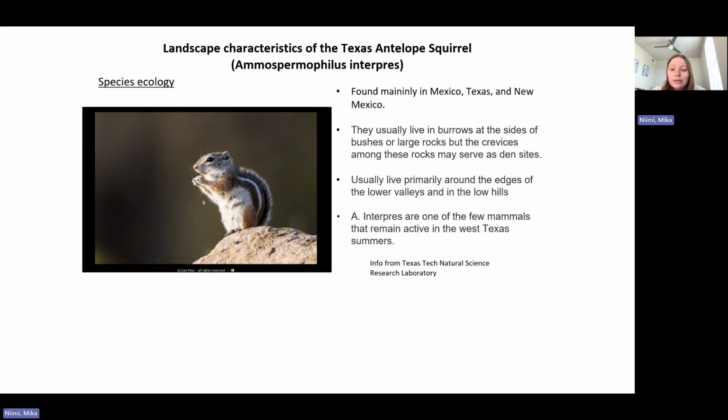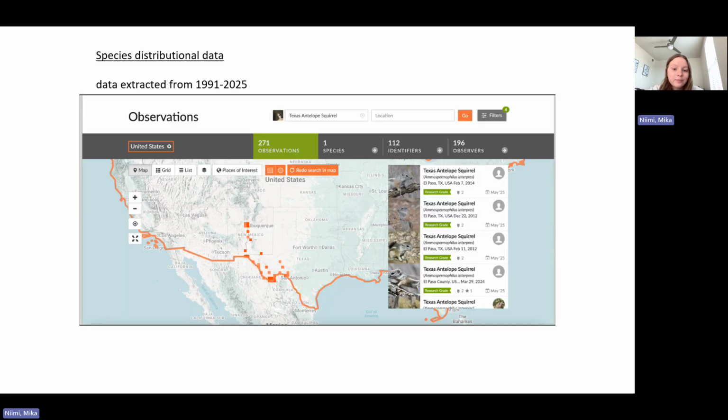They usually live in burrows at the sides of bushes or large rocks, but the crevices among these rocks may serve as den sites. Usually, they live around the edges of the lower valleys and in the low hills, typically in dry areas. A. interpres are one of the few mammals that must remain active in the West Texas summers.